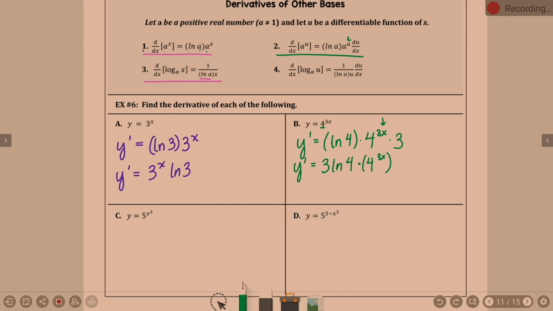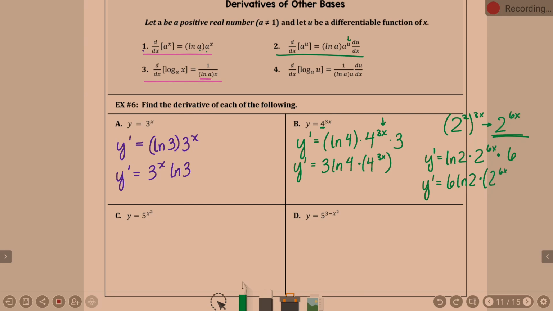So, yeah, 4 to the 3x could also be written as 2 to the second raised to 3x. Is that an equivalent statement? Yeah, it is, which means this could become 2 to the 6x. I don't necessarily feel like you have to do that. However, multiple choice, right? And so if we do the derivative on this version, it's going to be natural log of 2 times 2 to the 6x, and then times, what's the derivative of 6x? And that's 6. Well, 6 natural log of 2 times 2 to the 6x.